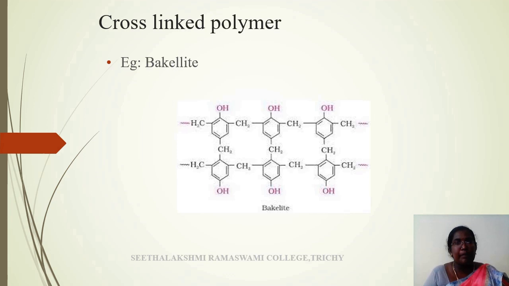Here I gave you an example of a cross-linked polymer. It's nothing but bakelite. There are two linear chains joined by a covalent bond. Bakelite is mostly used in making electronic switches, the best example of a cross-linked polymer.